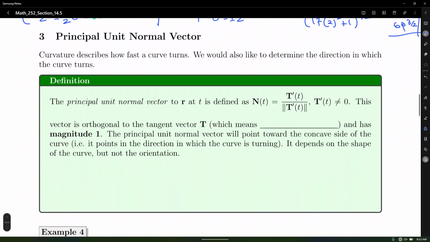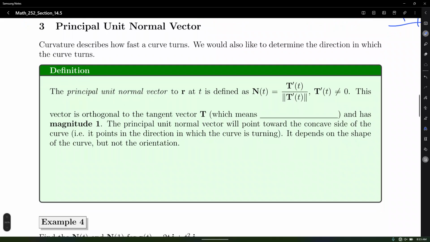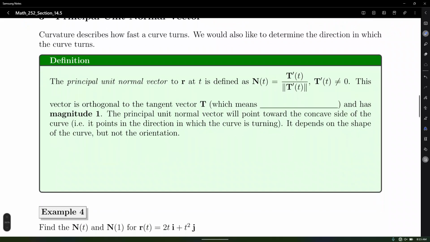Again, curvature is going to describe how fast a curve turns, but we also want to know the direction in which the curve turns. Well, we're going to find out by means of what we call the unit normal vector, or the principal unit normal vector, which is defined by this equation. So it's the derivative of the tangent vector divided by its magnitude. Although it looks like a very innocent formula, if you will, it's going to take a while for the example we're going to look at.